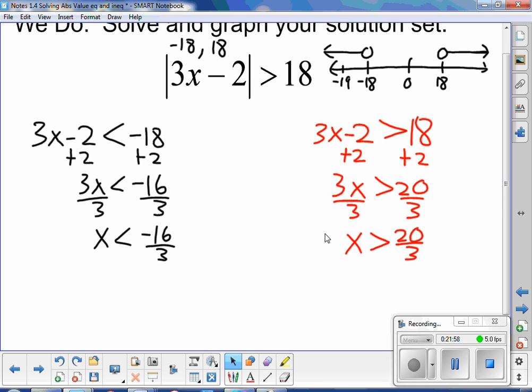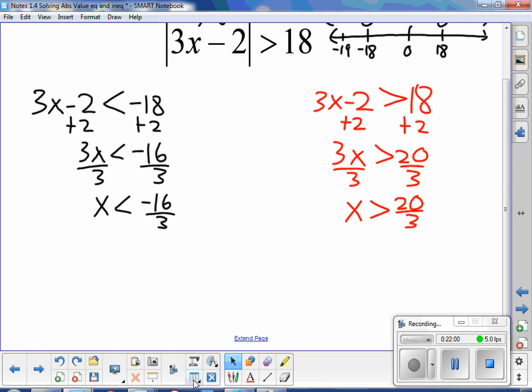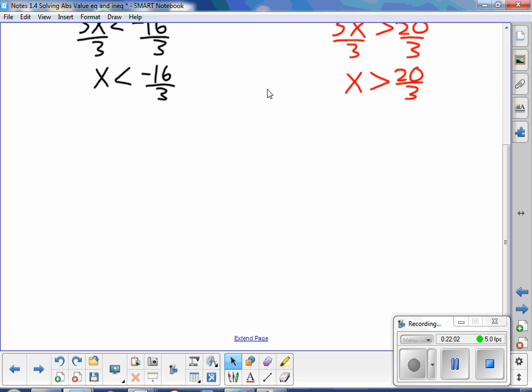All right, so now in order to figure out if this is an and or an or, because I still got to put the word and or or in between here, let's go ahead and graph it.